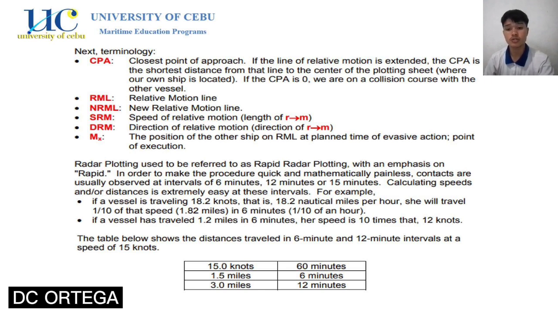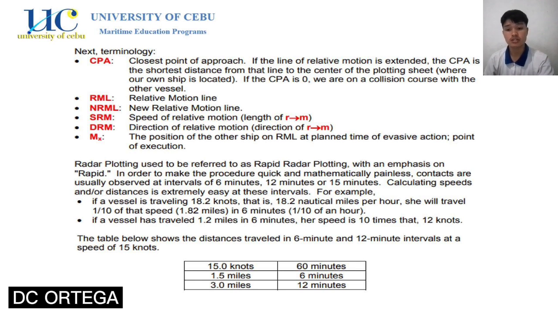Radar plotting used to be referred to as rapid plotting, with an emphasis on rapid, in order to make procedures quick and mathematically painless. Contacts are usually observed at intervals of 6 minutes, 12 minutes, or even 15 minutes. So calculating speeds or distances is extremely easy, as in several examples.